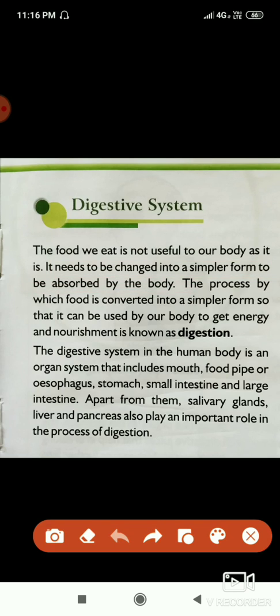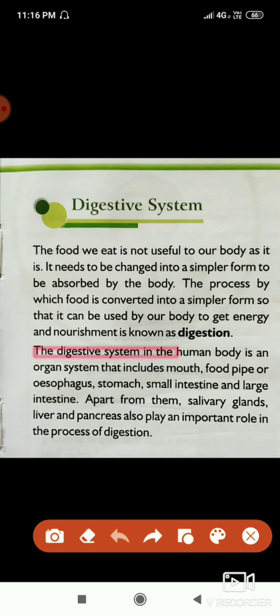Next, the process by which food is converted into a simpler form so that it can be used by our body to get energy and nourishment is known as digestion. So this is the definition of digestion. What we are actually reading in this chapter is all about digestion. The process by which the complex form of food is converted into a simpler form, for what? To be used by our body to get energy and nourishment, is known as digestion.